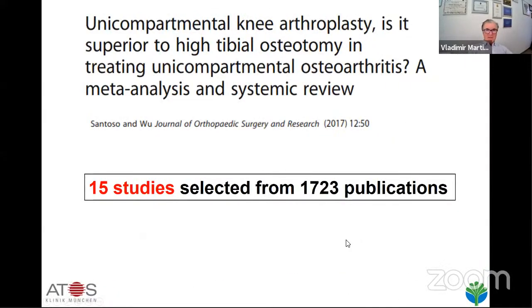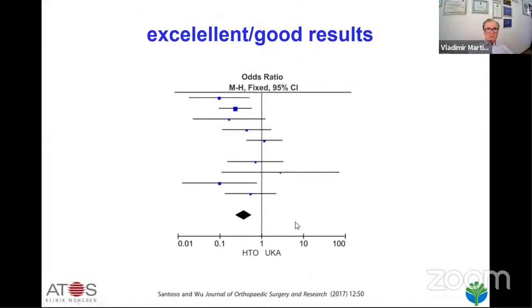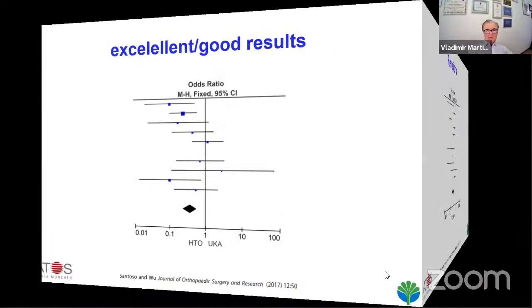This is a later publication, a meta-analysis, a systemic review, comparing unicompatible knee arthroplasty versus high tibial osteotomy. 15 studies were selected out of more than 1,700 publications, and these are the results. So good to excellent results are a little bit more following unicondylar.